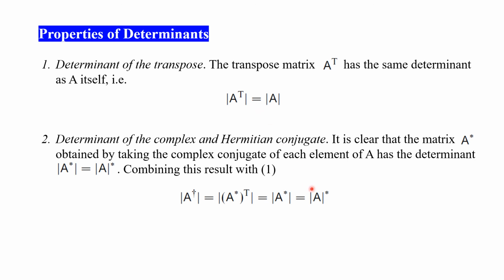Next, we have the determinant of a complex and Hermitian conjugate. It is clear that the matrix A star, obtained by taking the complex conjugate of each element of A, has a determinant of A star, or the determinant of A and then star. Combining this result with the first property, we have the determinant of the Hermitian conjugate, which is just equal to the determinant of A star.